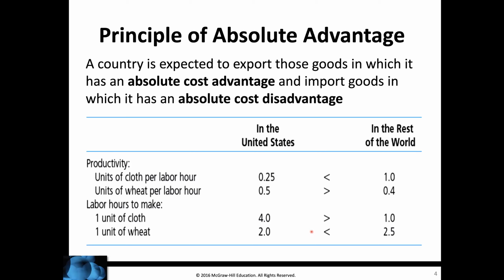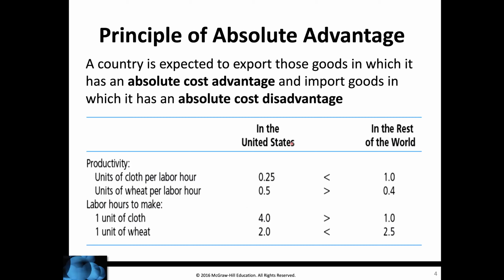So let's talk about the principle of absolute advantage. A country is expected to export those goods in which it has an absolute cost advantage, according to Adam Smith, and import goods in which it has an absolute cost disadvantage. So let's start by looking at this table down below. We're going to start on the second half, labor hours to make.